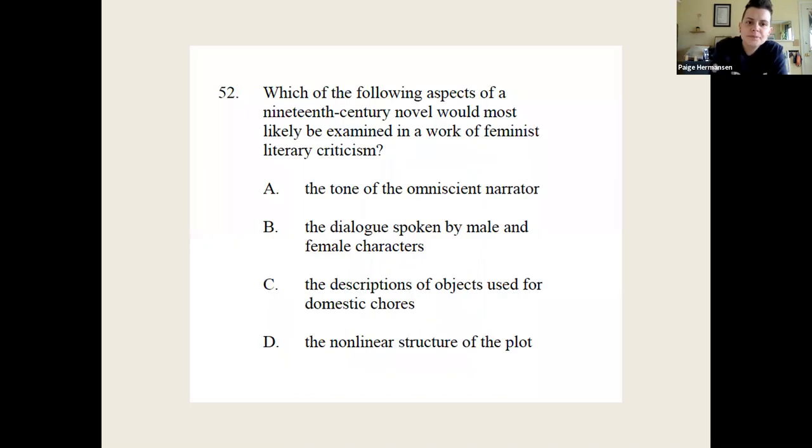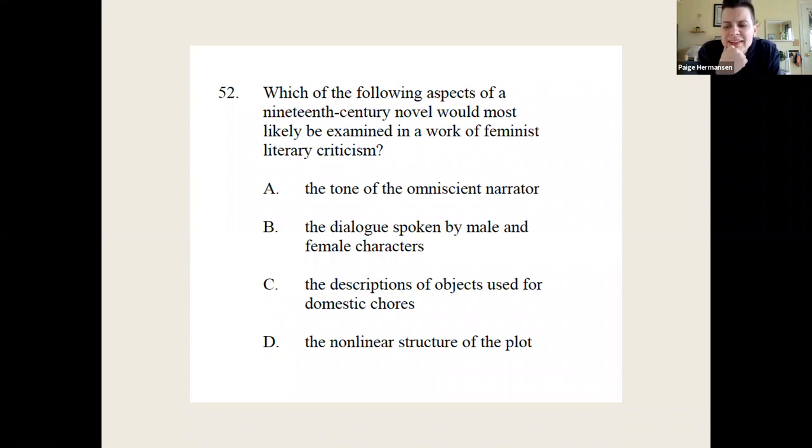Okay, so let's look at another question. Which of the following aspects of a 19th century novel would most likely be examined in a work of feminist literary criticism? So do y'all see any answer options here that fall into the category of being a little bit too specific? You can take a second and look at it. Something that just doesn't make sense or is too specific. Can we eliminate any wrong answer options here? Good. Emily, I totally agree with you.